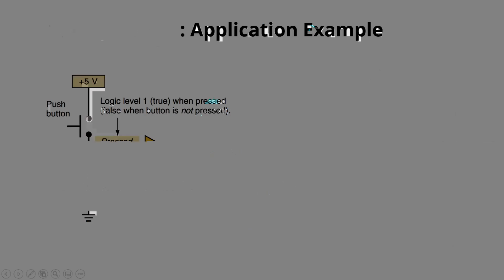Now let us look at an application. Where might you use the NOT operation? Imagine you have your 5V, that is a voltage, and you have some resistor, and you have ground.